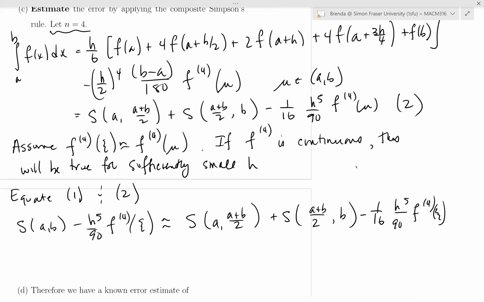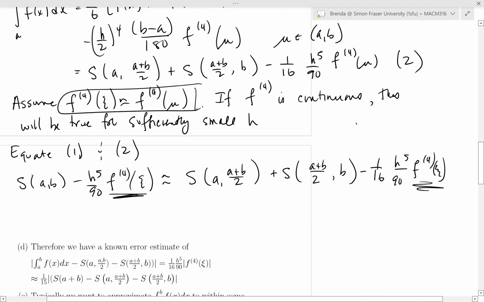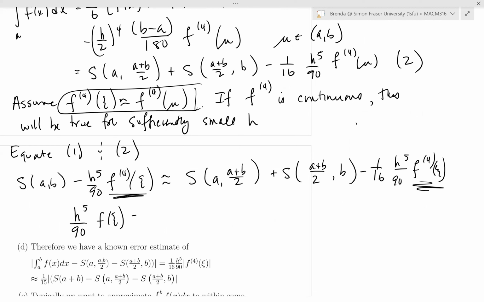This is the point of doing this. Now, these two things have been assumed to be equal. That's why there's no mu anymore. I've made this assumption right here. And so I replaced the derivative of the function at mu with the derivative at psi. This gives me an estimate of this guy here. I'm solving for this: the fourth derivative term is approximately equal to 16 over 15, S_AB minus S_A2.